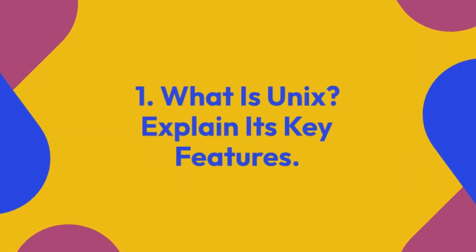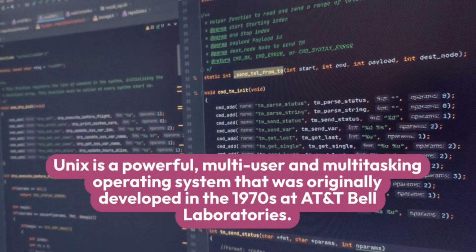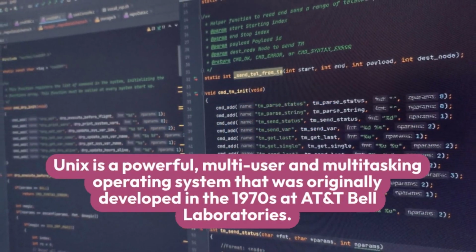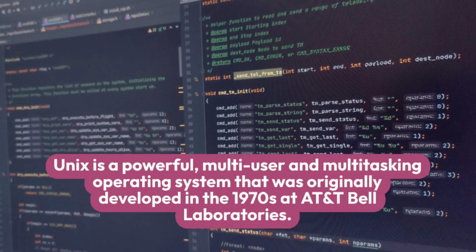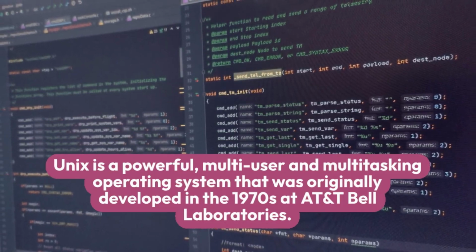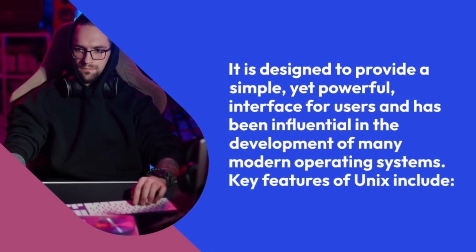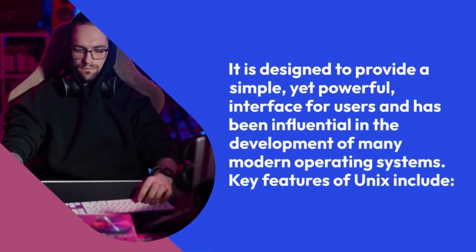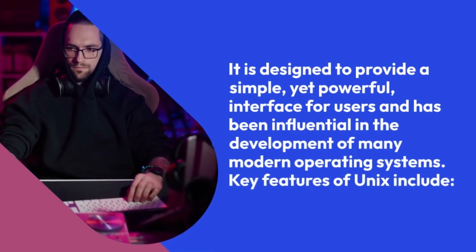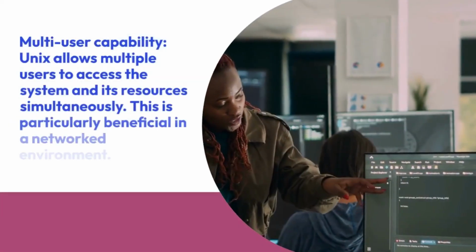1. What is Unix? Explain its key features. Unix is a powerful, multi-user and multitasking operating system that was originally developed in the 1970s at AT&T Bell Laboratories. It is designed to provide a simple, yet powerful, interface for users and has been influential in the development of many modern operating systems. Key features of Unix include multi-user capability.